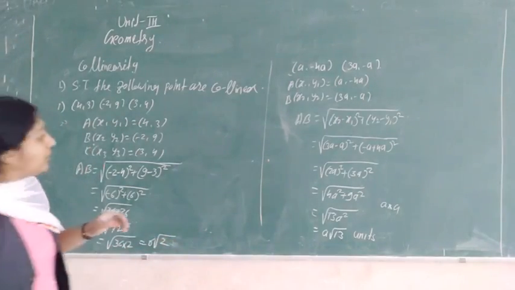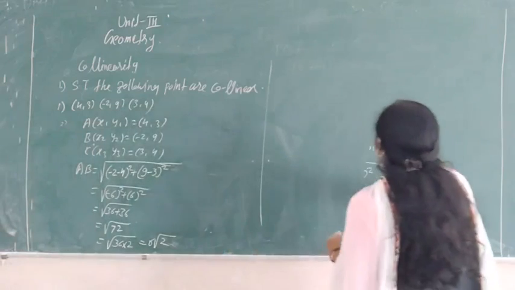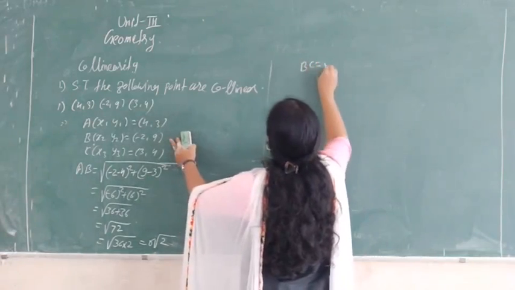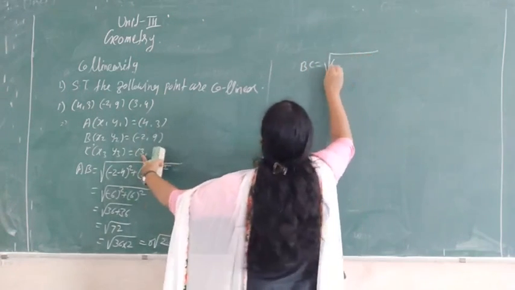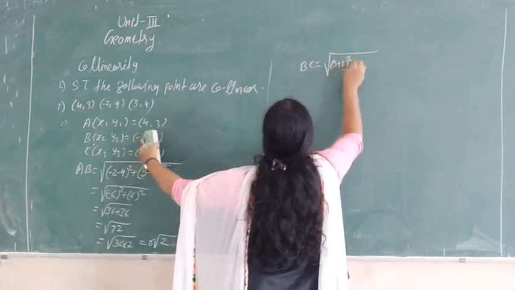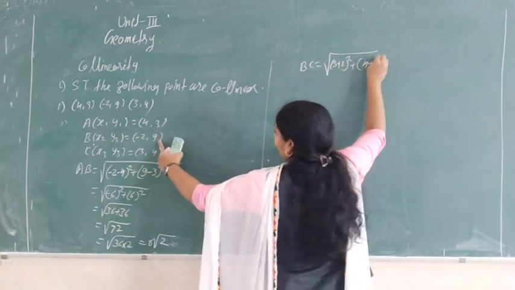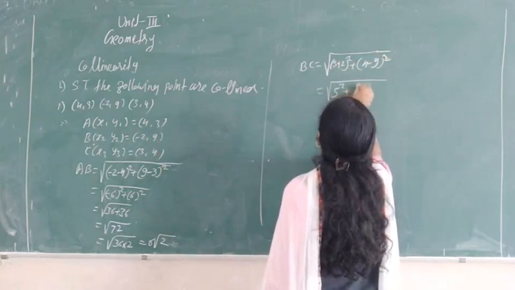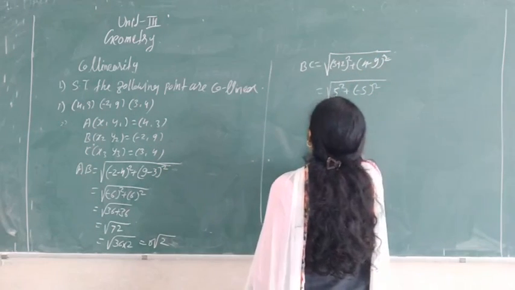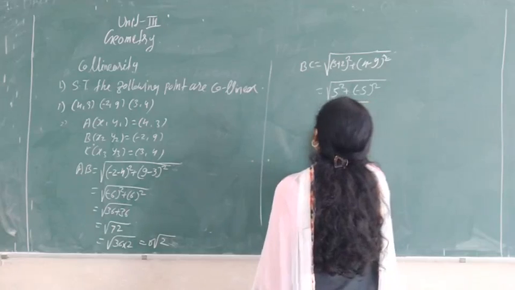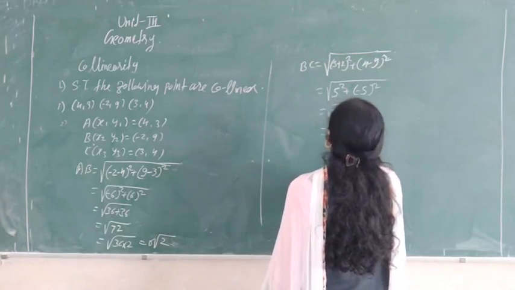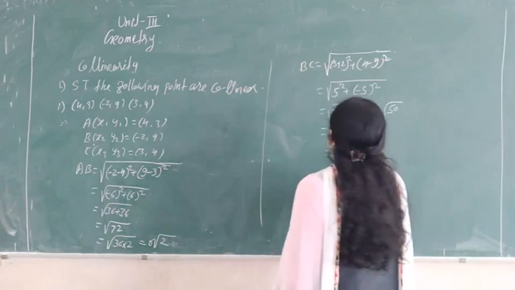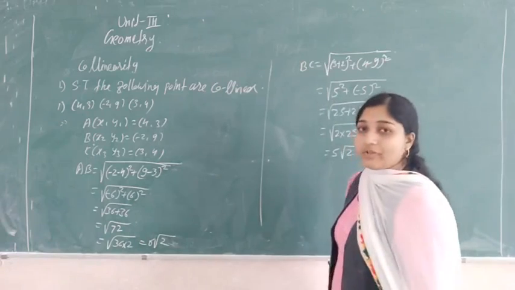Next, find the distance between B and C. So for B and C, we take 3 minus of minus 2 whole square plus 4 minus 9 whole square. So this is equal to 3 plus 2 is 5 square, 4 minus 9 is minus 5 whole square. So it is 25 plus 25, which is 2 into 25, that is root 50. Root 25 is a perfect square, so we can write 5 root 2 units. This is the distance between B and C.